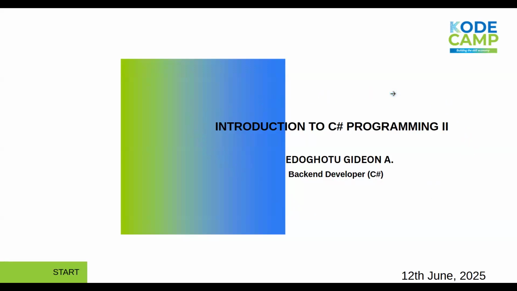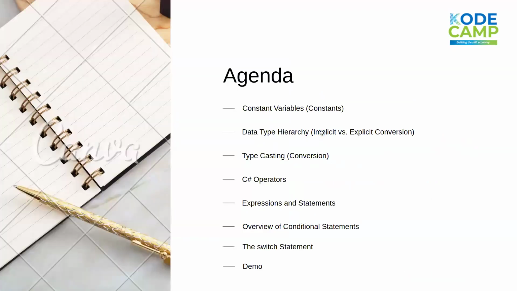All right, so today we will look at the second part of Introduction to C# programming. So we're going to know all about constant variables.